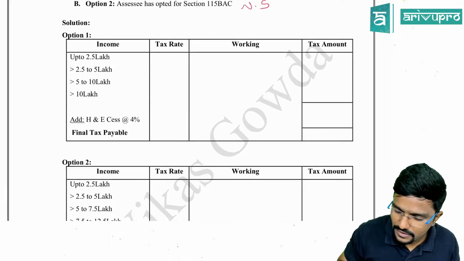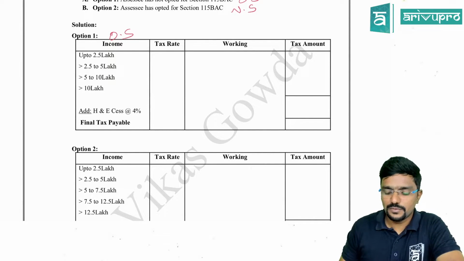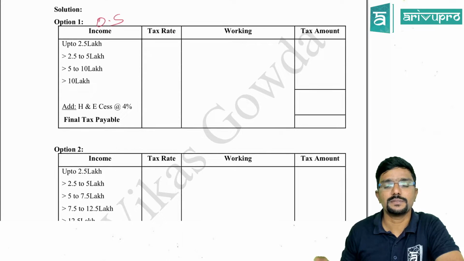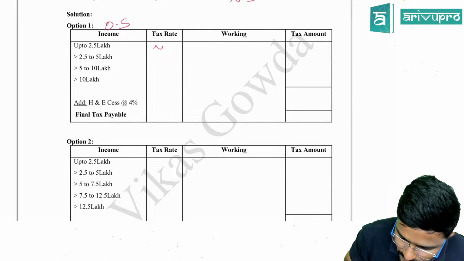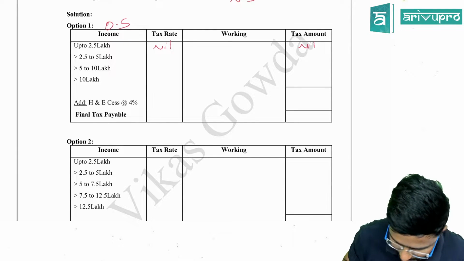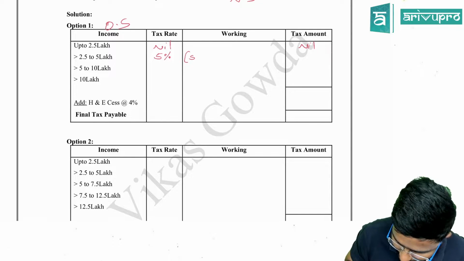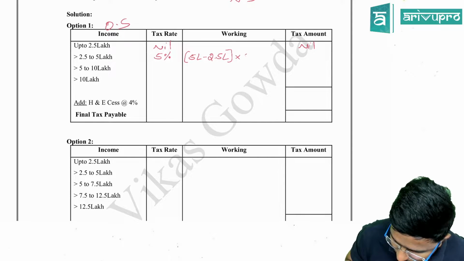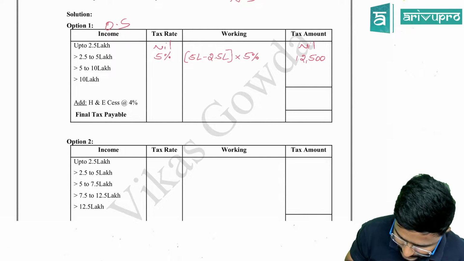Chalo. Option 1, that is old scheme. You can just give the heading old scheme. Total income is 14,25,000, so we have to apply slab rates. Basic exemption limit is 2.5 lakh, so up to 2.5 lakh the rate is nil and the amount is also nil. Then 2.5 lakh to 5 lakh, 5%. So 5 lakh minus 2.5 lakh into 5%, that is 12,500.